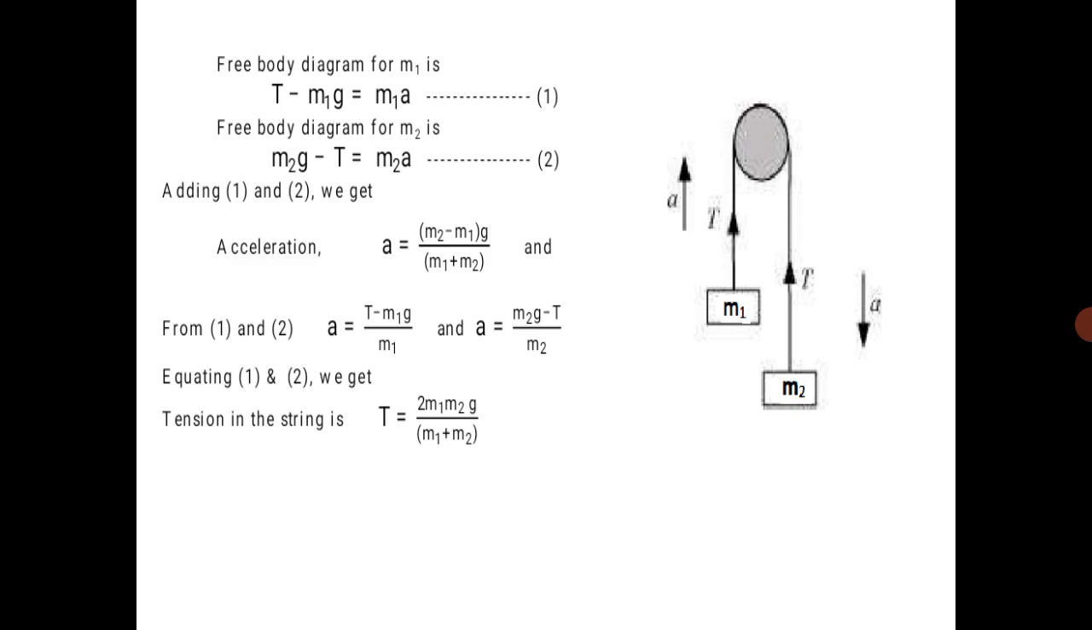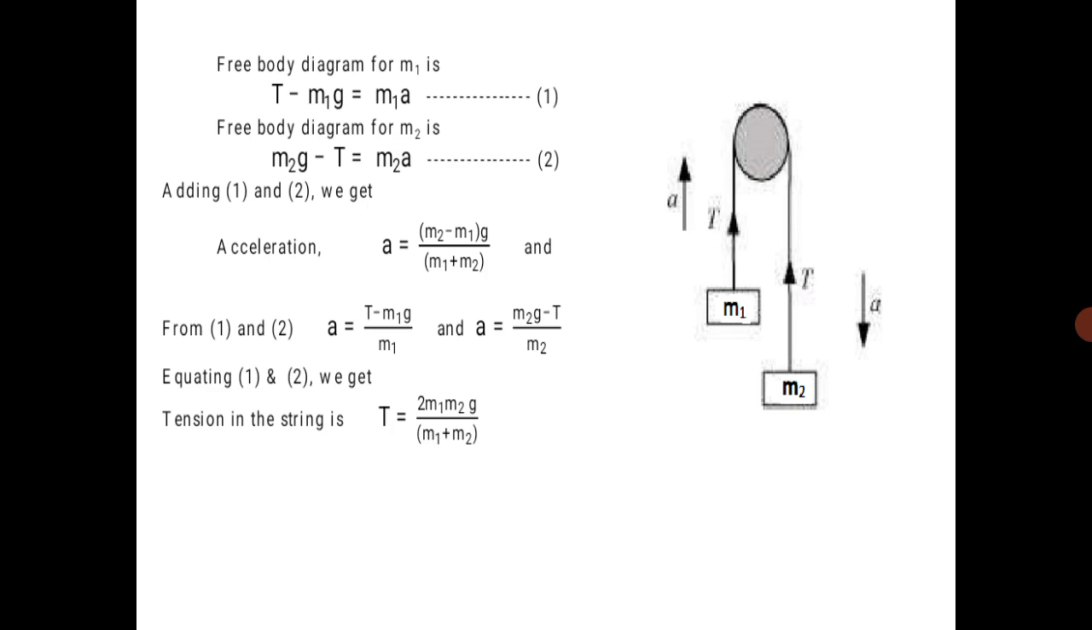See, let us add these two. When we add them, T and T get cancelled. So m2g minus m1g equals m1a plus m2a, or (m1 plus m2)a. Therefore a is (m2 minus m1) into g divided by (m1 plus m2).